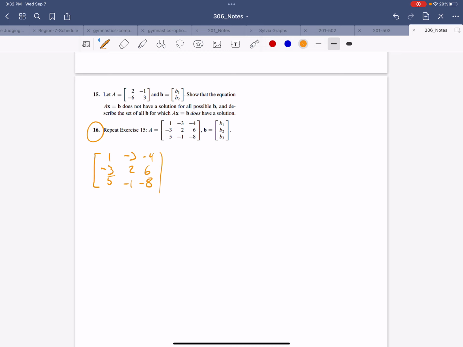So we're going to write the augmented matrix, keep track of these b1, b2, b3. And we're going to row reduce, and let's just see what happens. Now we're going to follow the standard row reduction formula: 3R1 plus R2, and I'm going to do negative 5R1 plus R3, etc.